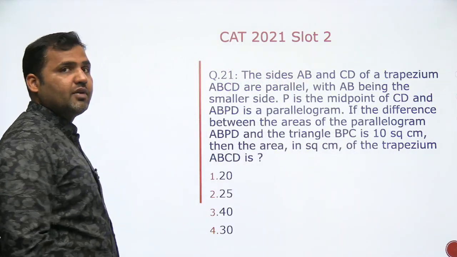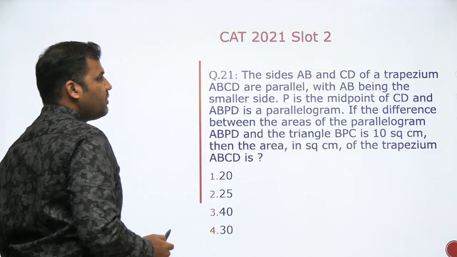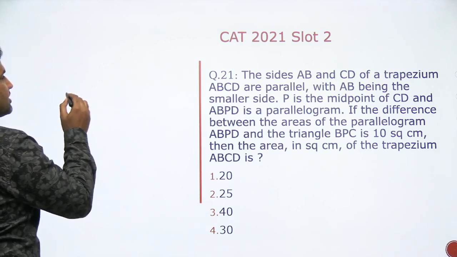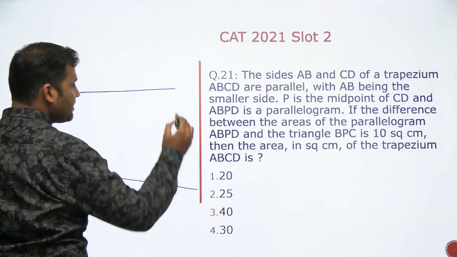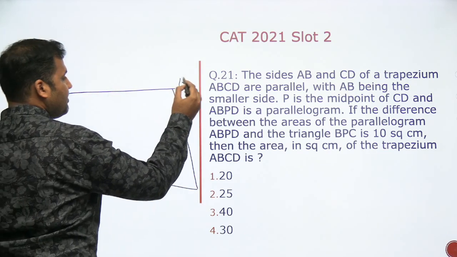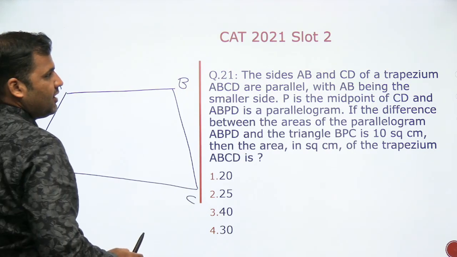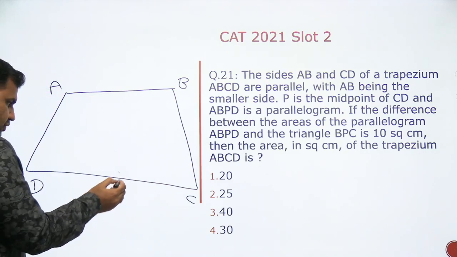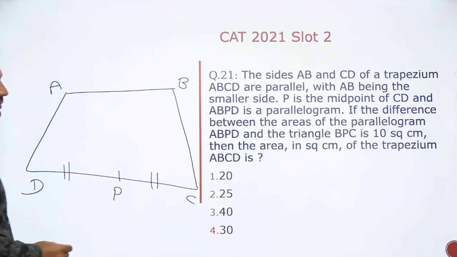Look at the next question, 2021 slot 2. Sides AB and CD of a trapezium ABCD are parallel. There's a trapezium given to you, right? This is again a simple, easy question. This is a trapezium ABCD given to you. AB and CD are parallel. P is a midpoint of CD, guys. So when I say P is a midpoint of CD, that means this side is the same as this side.